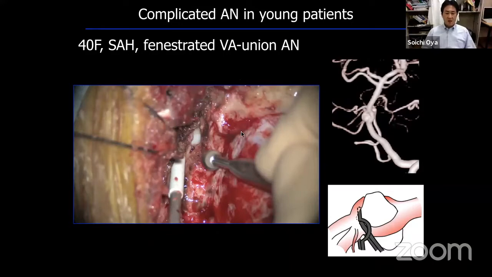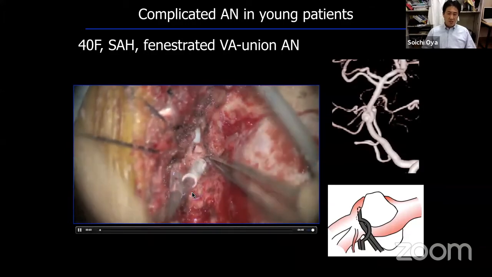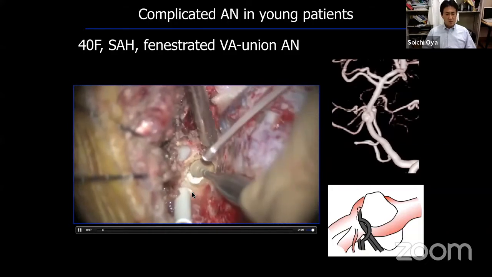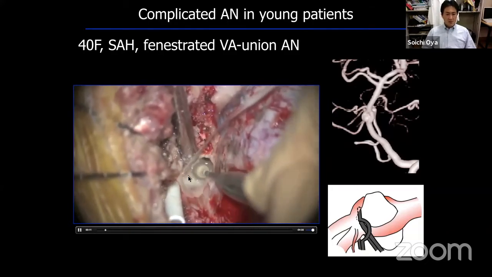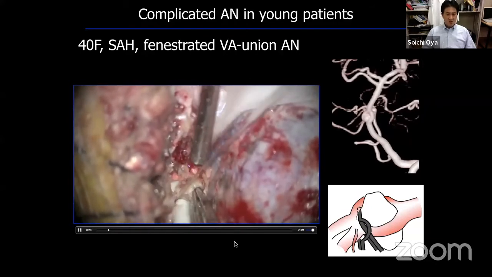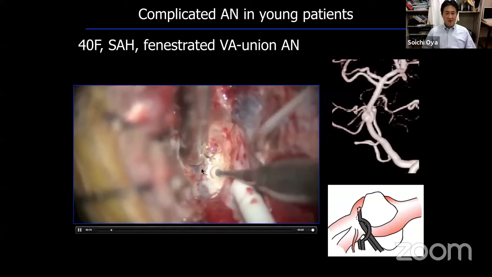consisting of a combined transpetrous approach. Combined means the combination of the transcondylar approach and the posterior transpetrous approach. So this is the condyle. And then I'm removing the root of the condyle. And this is the condylar emissary vein, which was nicely controlled. This is the hypoglossal canal.